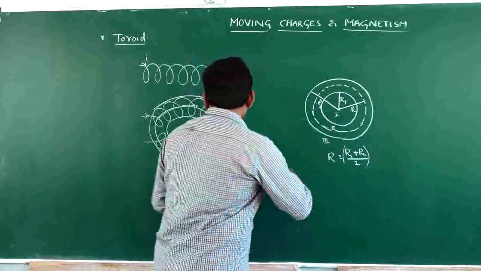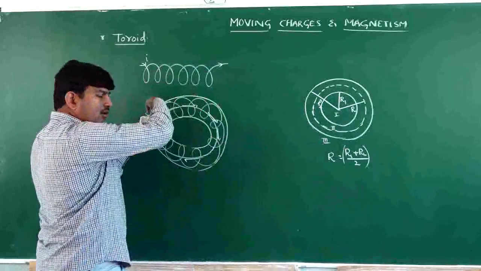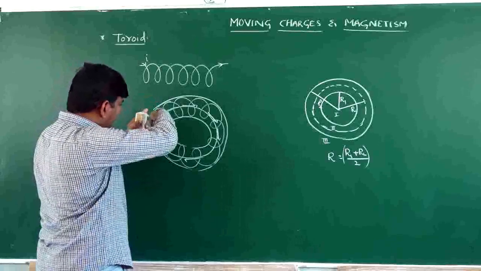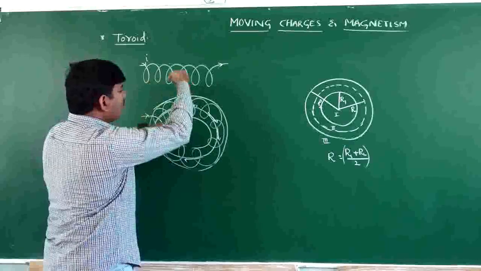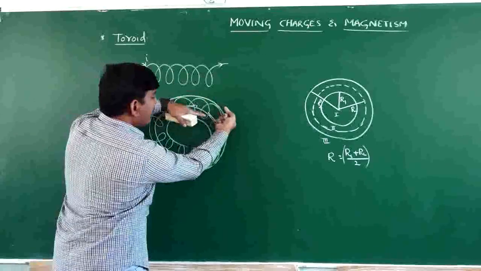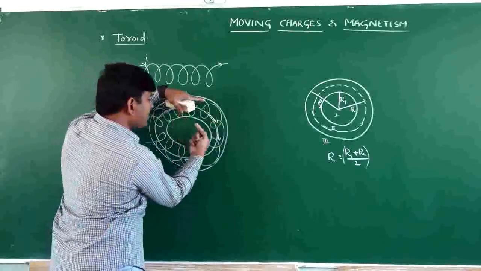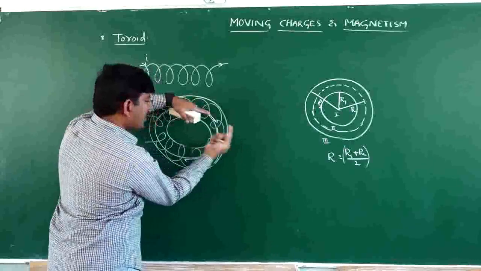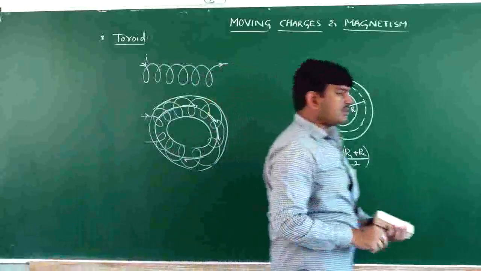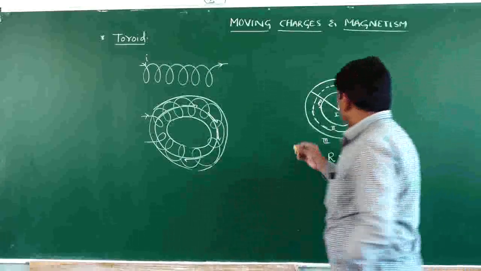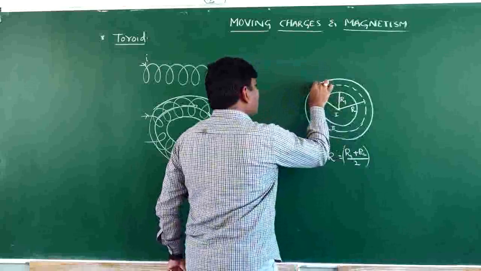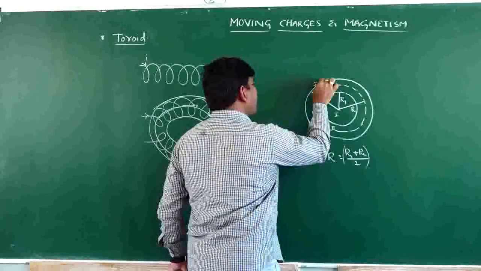Before that, if you see the toroid, the current is coming out of the plane of the board, and it is going in here. So, coming out, going in, coming out, going in. From the outside it is coming out, and on the inner side it is going in. I am representing that with the help of encircled dots and encircled crosses. Here the dot indicates the current is coming out.